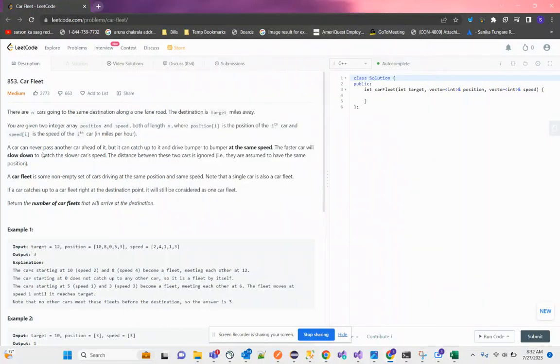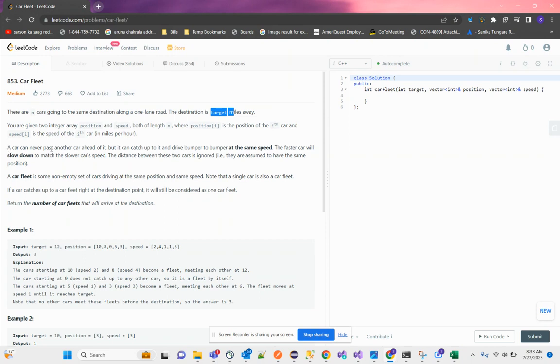Car fleet. There are n cars going to the same destination along a one lane road. The destination is target miles away. You are given two integer arrays, position and speed, both of length n, and they have also given the target to reach that particular destination.